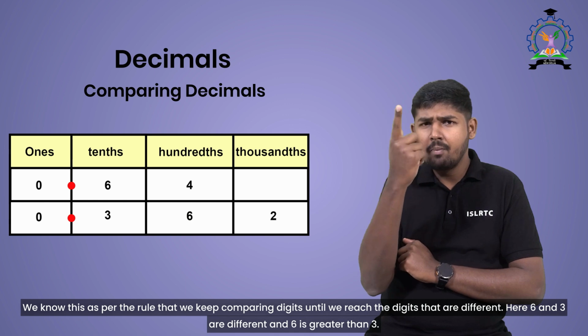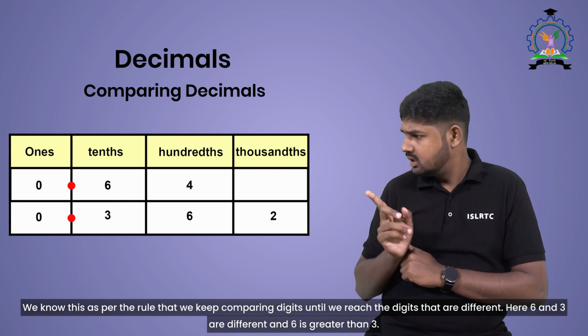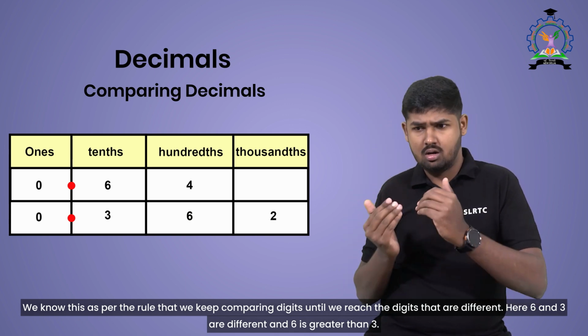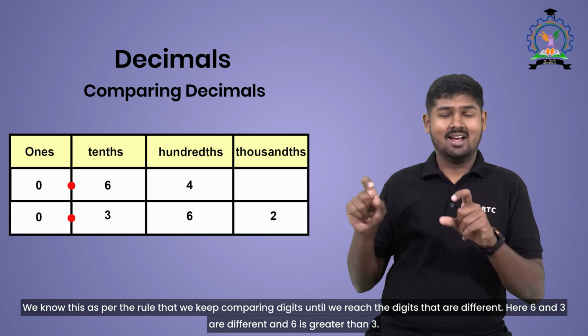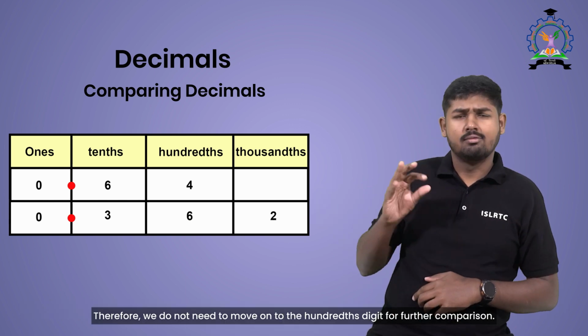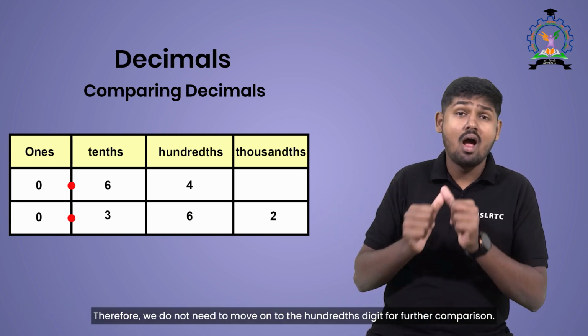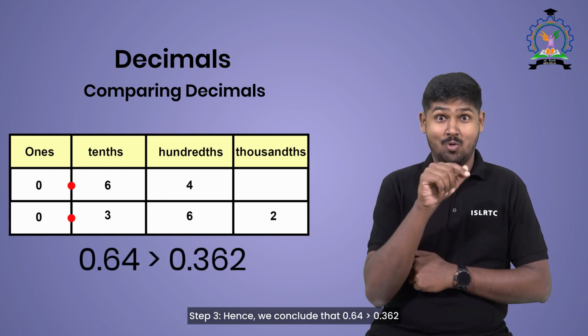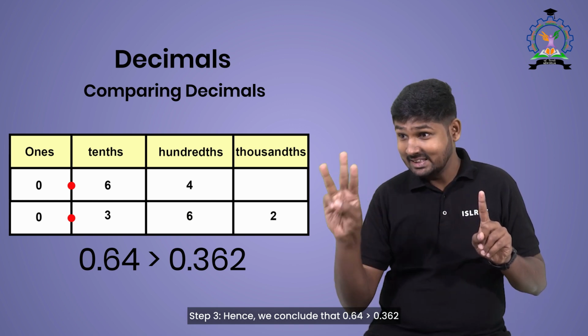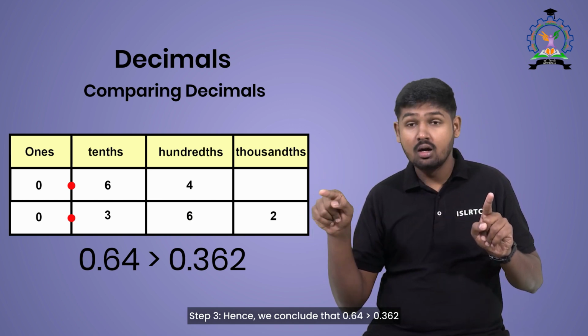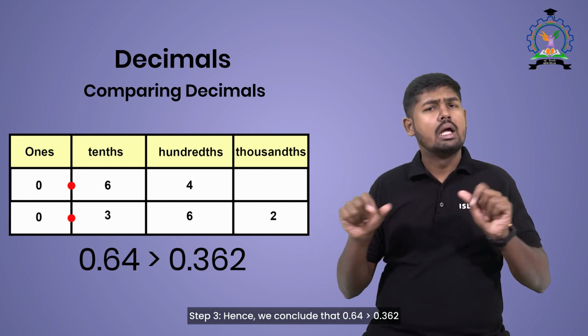We know this as per the rule that we keep comparing digits until we reach the digits that are different. Here 6 and 3 are different and 6 is greater than 3. Therefore, we do not need to move on to the hundreds digit for further comparison. Step 3. Hence, we conclude that 0.64 > 0.362.